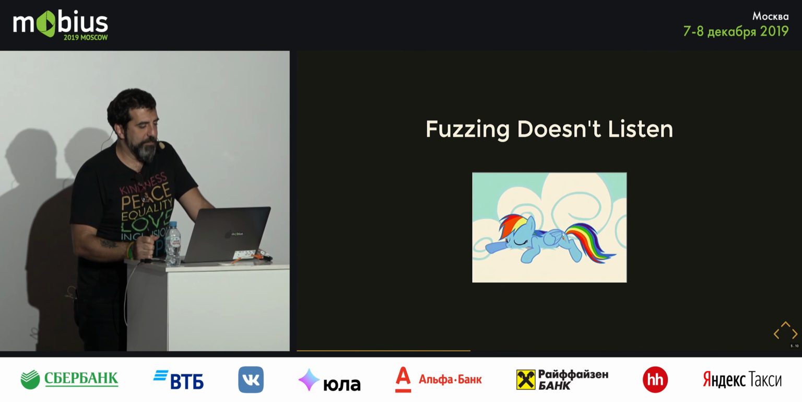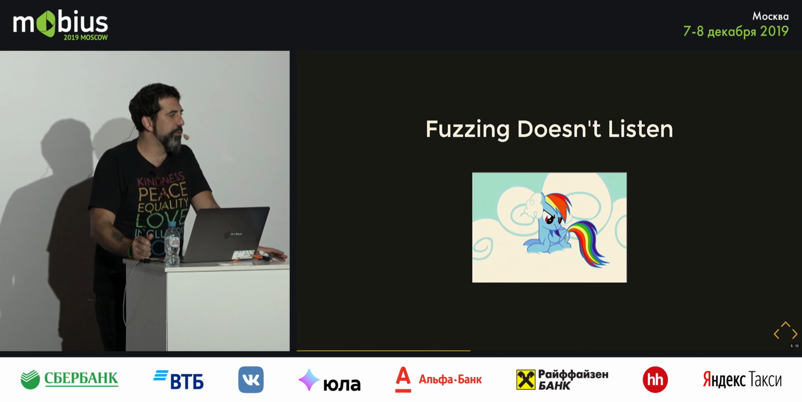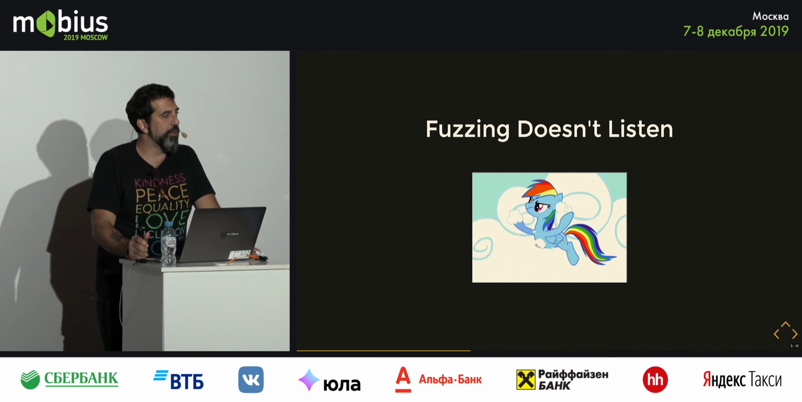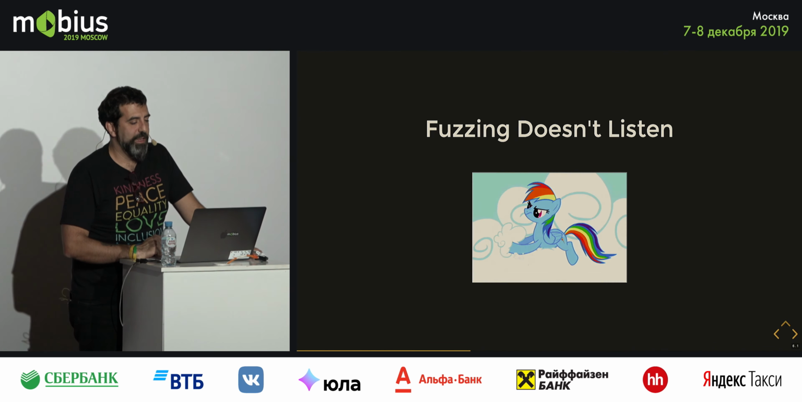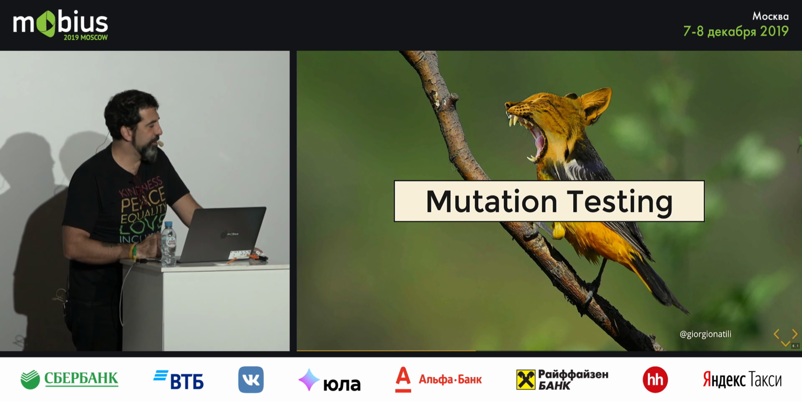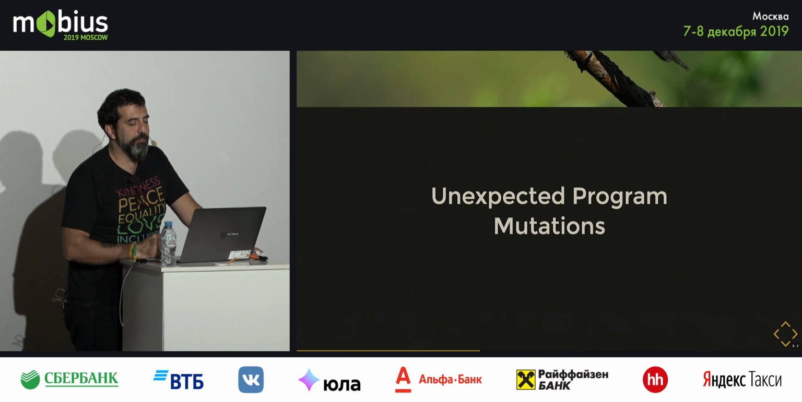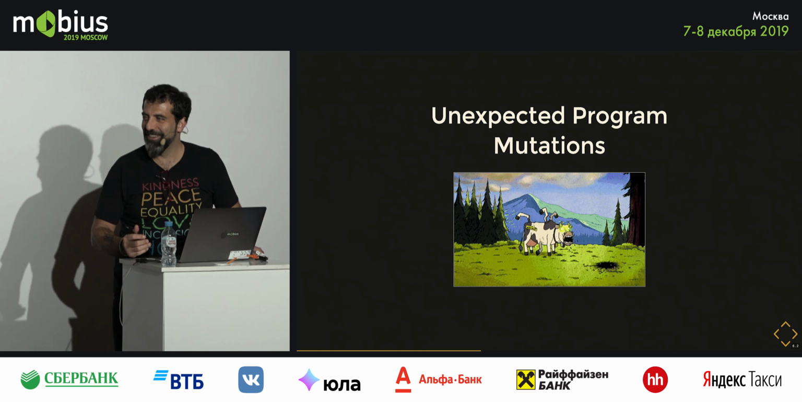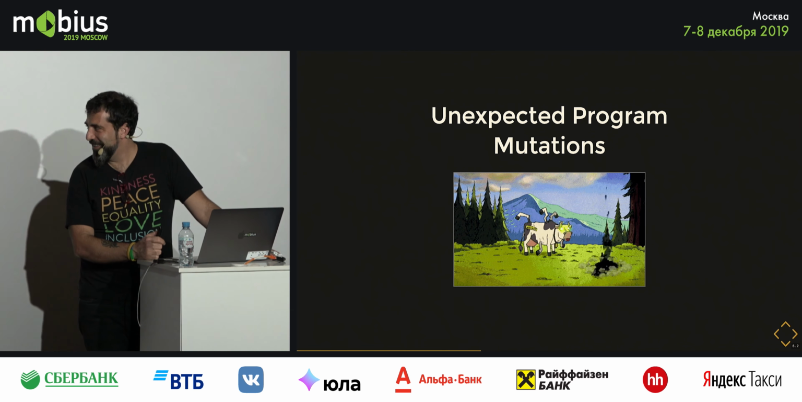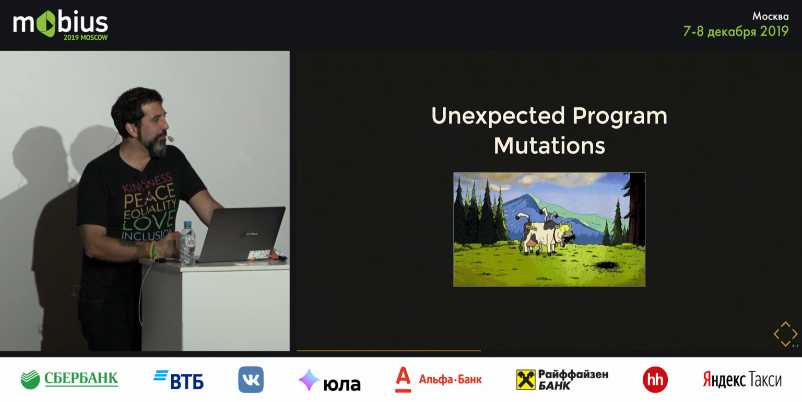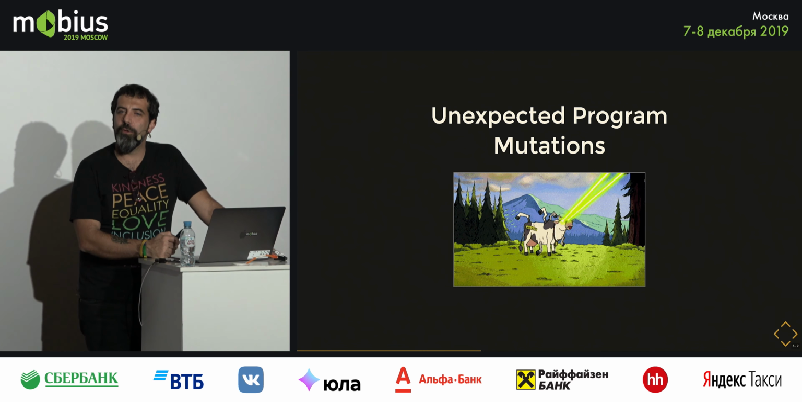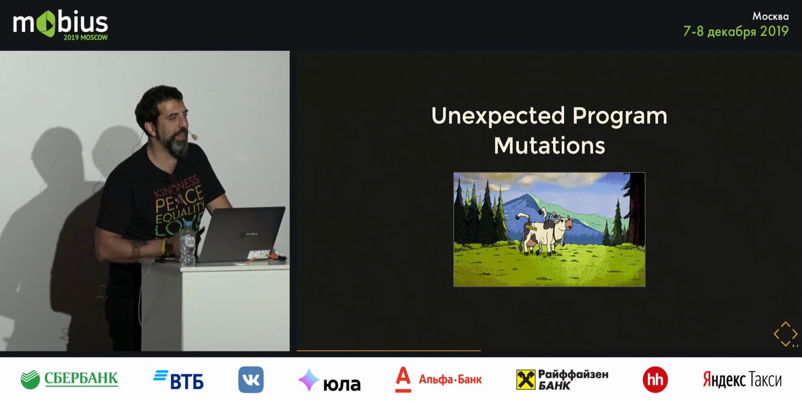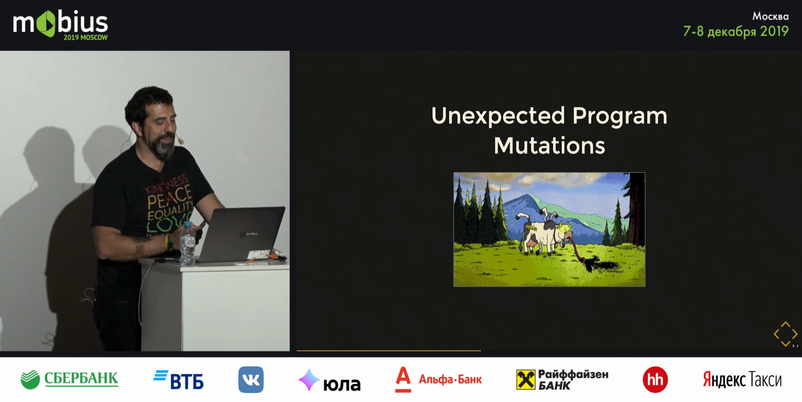What's the problem with fuzzing? Fuzzing doesn't listen. Whatever input you're sending, you can verify things, but you cannot improve, never. And that's why mutation testing came into the picture. Let's take a look at a simple animation of an expected program mutation. With mutation testing, you can spot problems like this. You can see how your program can mutate and how your tests can fail in checking the mutation.